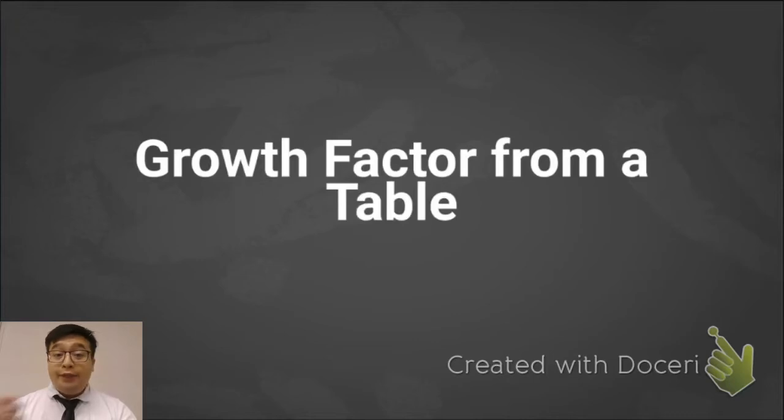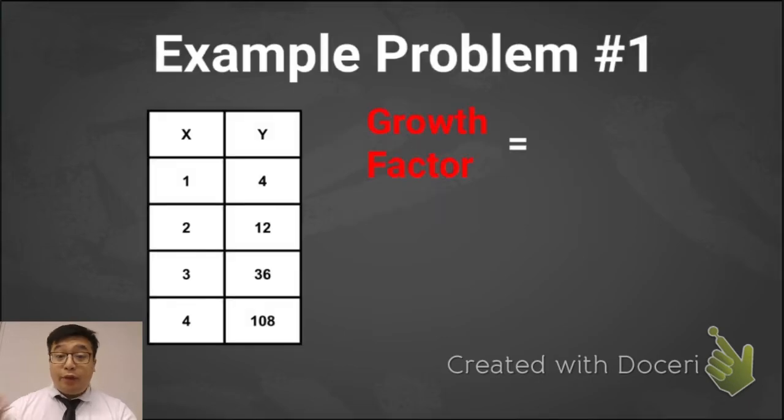Hello everyone, in this video we're going to figure out how to find the growth factor from a table. On all these examples we'll be looking at an exponential function. So what kind of pattern does an exponential function follow? As the name implies, we have the word exponent inside exponentials, and when we think about exponents we think about repeated multiplication. So all of these patterns are going to follow a multiplication pattern. Let's take a look at the first example.